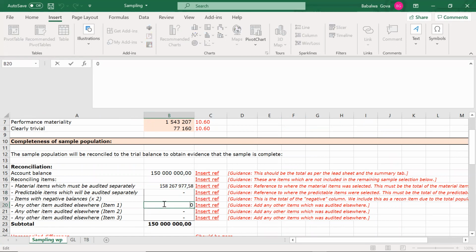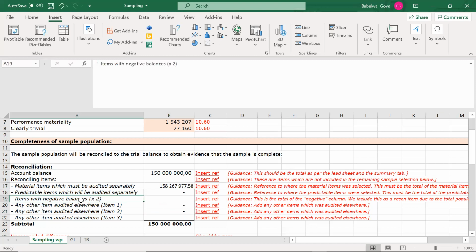Now, what it says here is that items with negative balance, I must add them here. I am not going to add them as they are. I'm going to times them by 2. Why am I timesing it by 2? Is because the negative or the debit side, when we're looking at it from a revenue point of view, the debit side or the debit transactions have reduced my accumulated amount or have reduced my running balance for revenue.